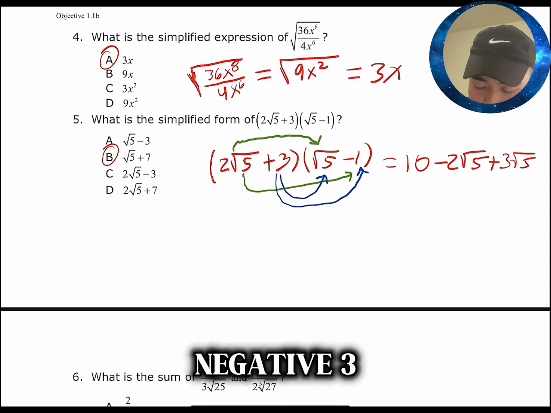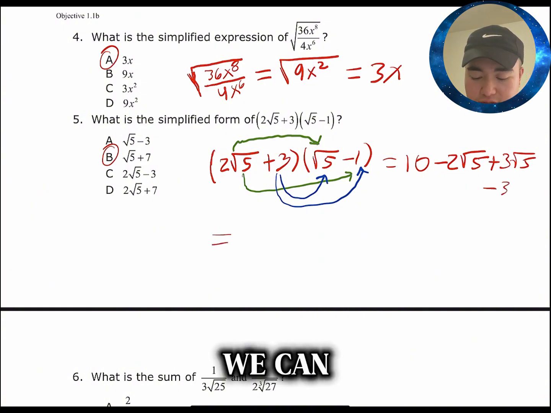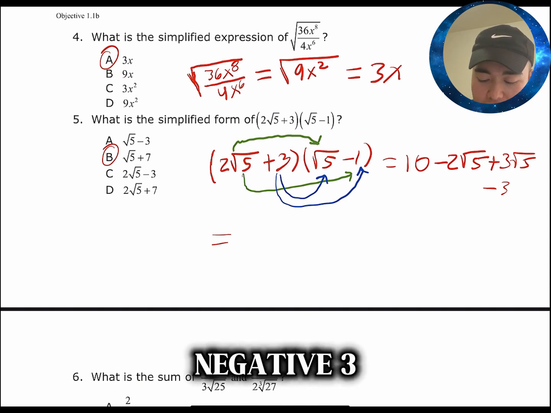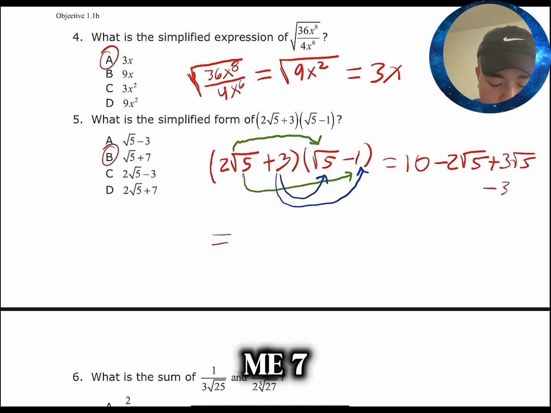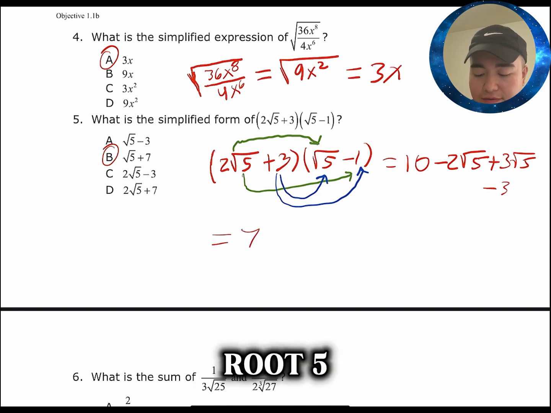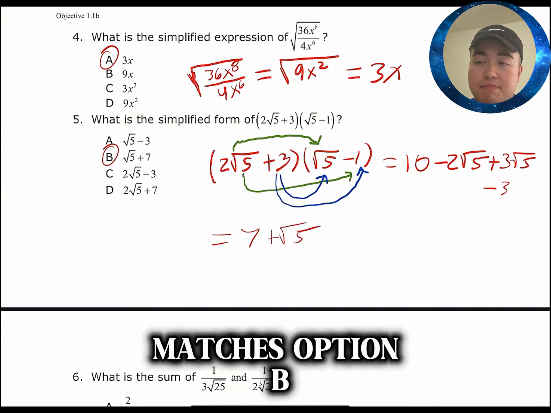So I'm going to write negative 3 down here. So I'm going to move over here. So now we can just simplify this. The 10 and the negative 3 give me 7. And then negative 2 root 5 plus 3 root 5, that's just root 5. And that matches option B.